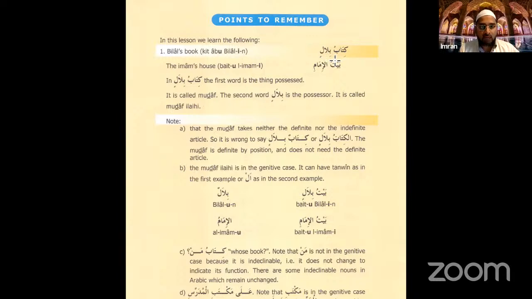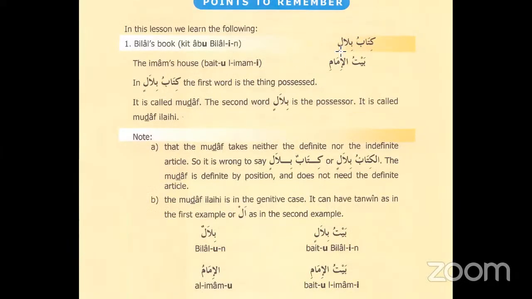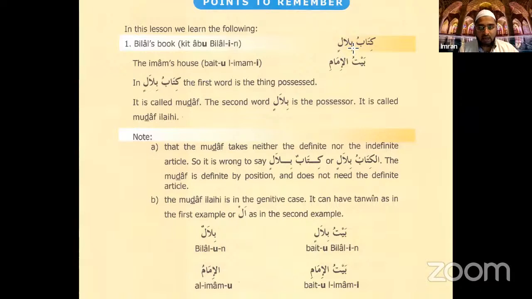So when you say kitabu Bilalin, here the word Bilalin is getting a kasra tanween, because the word Bilal does not have the definite article, as we spoke about in the last lesson, alif lam al. Because it doesn't have al, we read it with kasra tanween, Bilalin. Because al-imam, Baytul Imami, has the alif lam, it gets the kasra. So this is a ruling that you cannot have al and the kasra tanween together. You can either have Bilalin or al-imami. This is a ruling for the mudaf ilayhi.